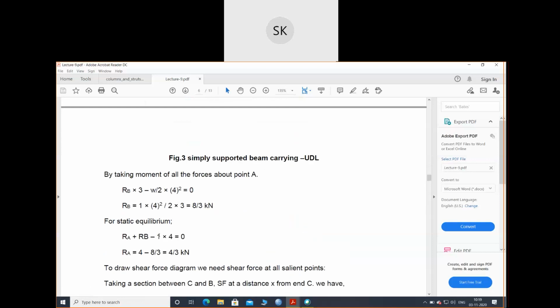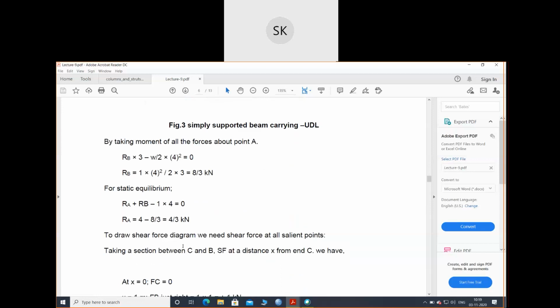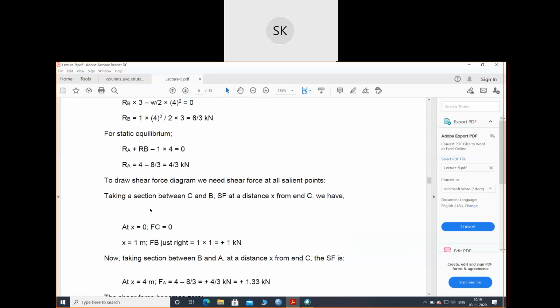So 1 into 4, so I got my RA. My RA is 4.3, RB is 8.3. After finding out the reactions, let's start finding out the shear force.